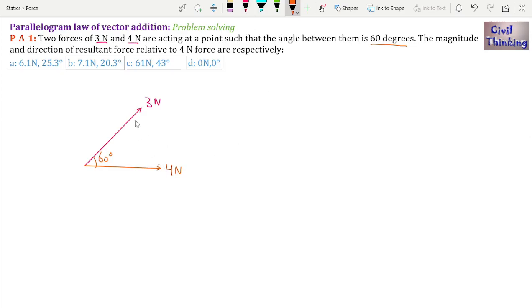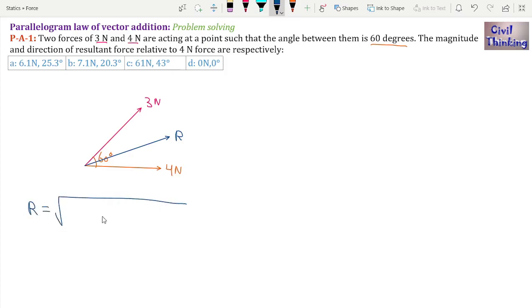Now we know the resultant of the 3 Newton and 4 Newton will be somewhere between them according to the parallelogram law of vector addition. If you don't know about parallelogram law of vector addition, you can click here to watch the lecture on it. Resultant will be somewhere here between them. Let us say this is the resultant. Now what is the magnitude of the resultant?